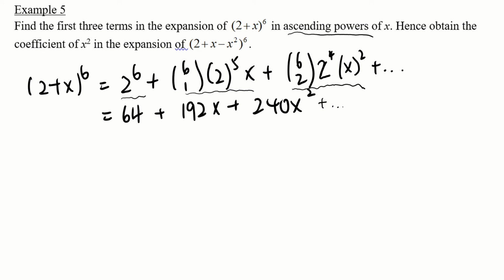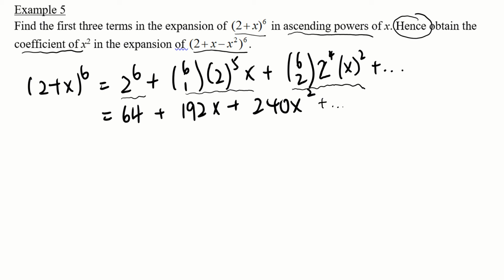Now, in the second portion, they ask you to hence obtain the coefficient of x² in this expansion. Now, we all know that binomial theorem is actually an expansion for two terms, but in this example, there are three terms. So there is no way we can expand this. But the question says hence, that means we need to make use of the previous working, which is (2 + x)^6. So you make a comparison, you realize that they are both actually power 6, and they both start with 2 plus something.